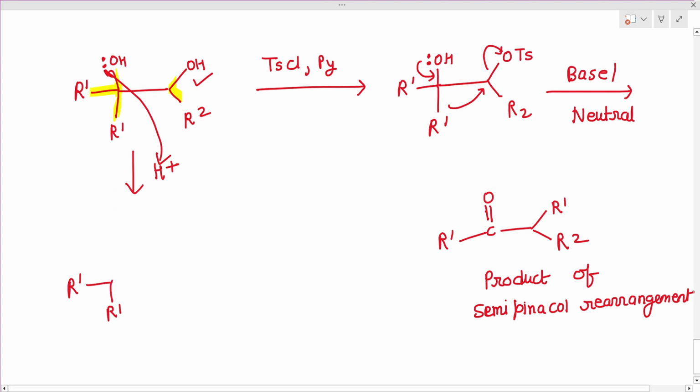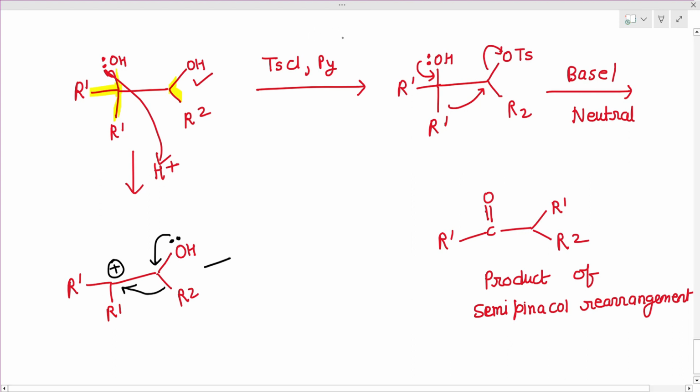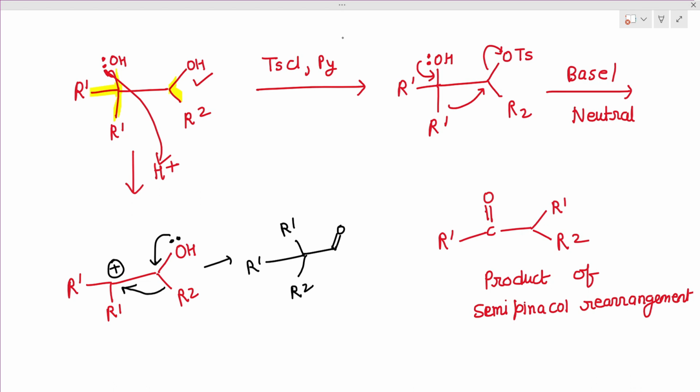R1 here, OH2 plus OH and R2. Now this OH2 plus will get removed, okay. So we are getting here a carbocation. Now this R group will migrate here, and this lone pair of electron will move like this, and again we are getting R1, R2, R1, and here at this position double bond OH. So this is the product of Pinacol pinacolone rearrangement.